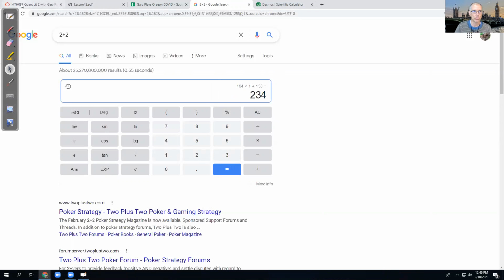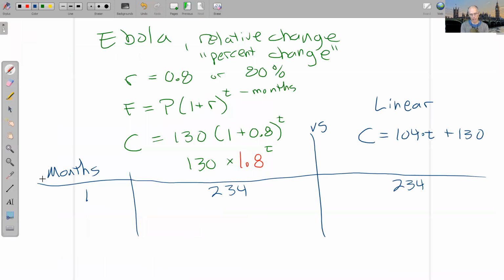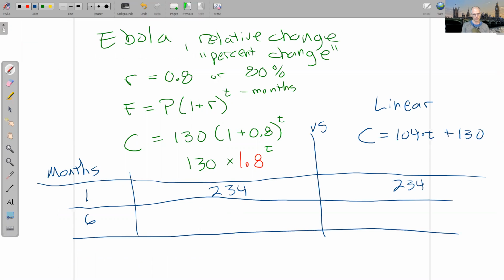So next thing we're going to do is we're just going to say, okay, what about 6 months later? What about 24 months later? So 6 months later, it would just be 130 times 1.8 to the power 6. Whip that out on our calculator. This one would be 104 times 6 plus 130. So we'll have to whip that out on our calculator.